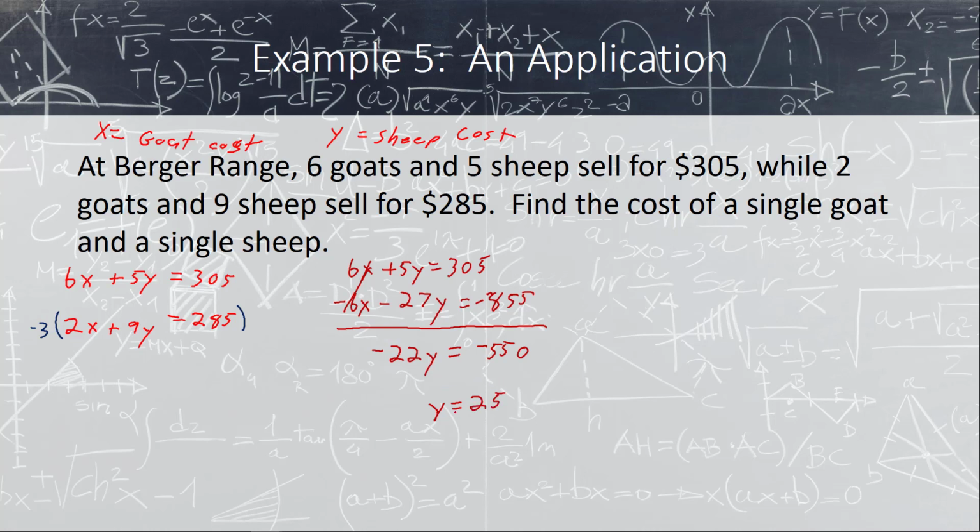Now with that, we can use that information in either of our two original equations to figure out what x is. Let's do the first one. In that case, we are going to have 6 times x plus 5 times 25, which is 125, is equal to 305. That is going to give us that 6x is equal to 180, or that x is equal to $30. Okay, so we have that the cost for a goat is going to be 30 bucks, and the cost for a sheep is going to be equal to 25 bucks.